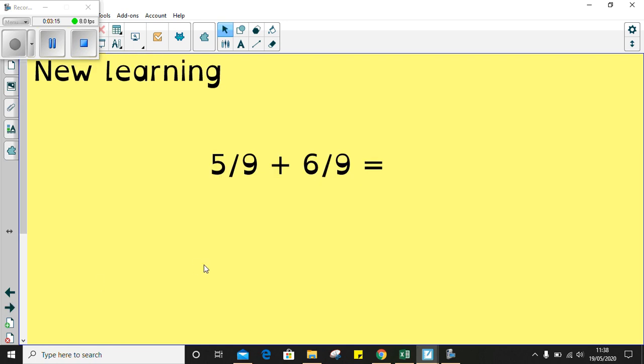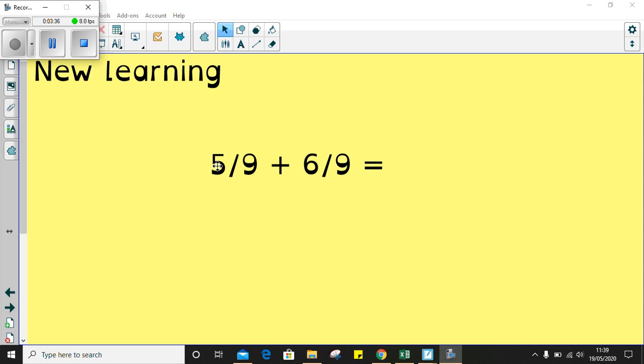Right then, so we're looking at it now without the bar model at all. If you're really struggling without the bar model, draw one. It won't take you too long. Okay, we're looking at 5/9 add 6/9 now. We haven't got the bar model, but we're going to have a go without. So, like I said before, we're going to completely ignore this denominator, and all we're looking at is our numerator.